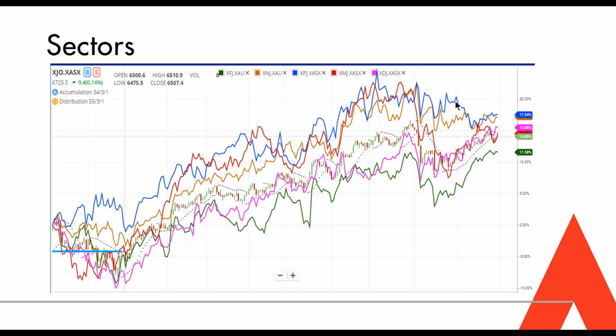So in the dark blue here, we've got our property index. In the brown, our industrial index. In the pink here, we've got a discretionary index. We've got the materials index in the dark brown, and in the green, we've got the financial index.